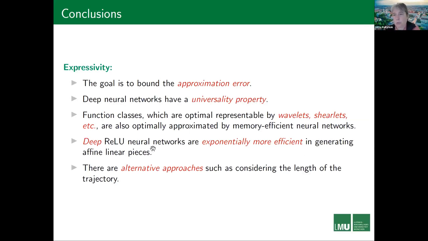Concerning the depth, also here we find in this theory indications why depth is interesting and useful, and why deep neural networks perform that much better than shallow neural networks. So here deep neural networks could be proven to be exponentially more efficient, for instance, in generating these affine linear pieces, but also in this, let's say, alternative viewpoint of expressivity considering the length of the trajectory.